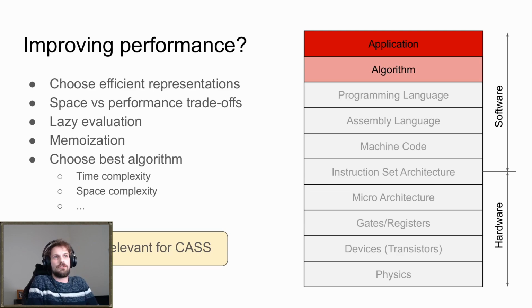computer architecture course. So you could choose a better algorithm with better time complexity, better space complexity. You could use techniques such as lazy evaluation, memoization. That's just some random techniques that you can use to improve the performance of your application. But this has nothing to do, again, with the architecture.